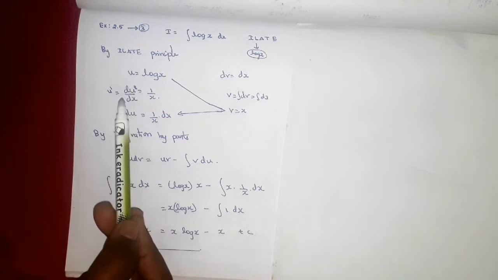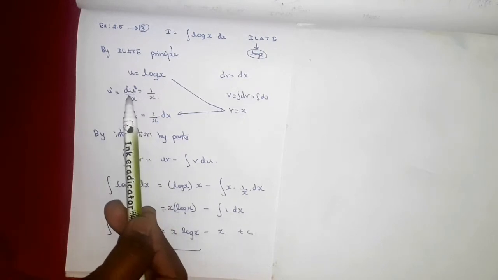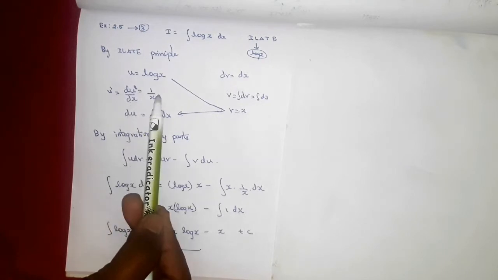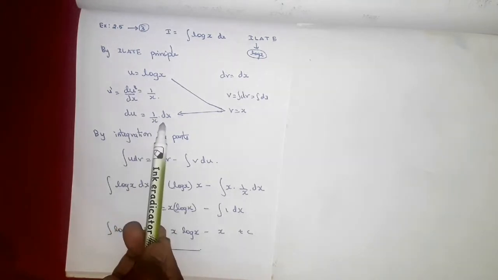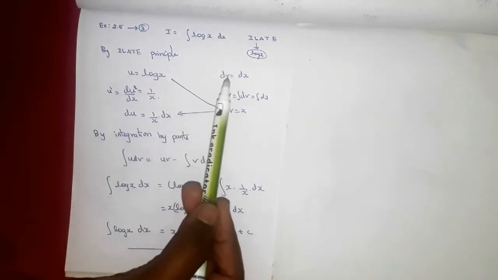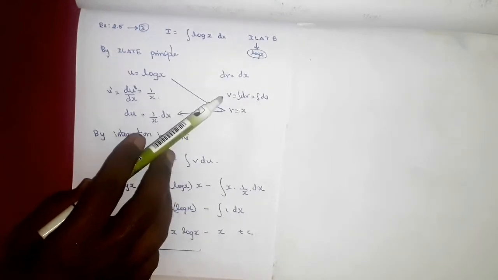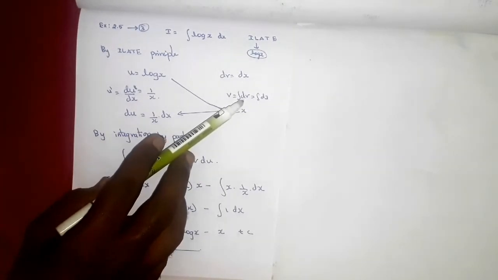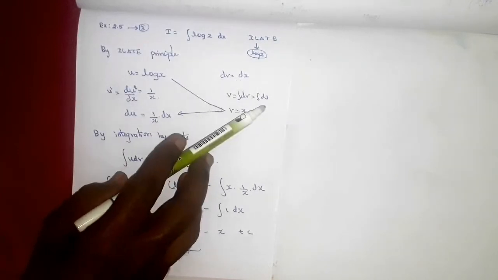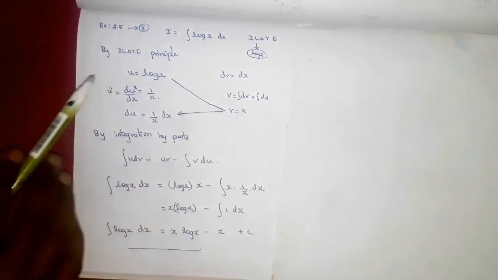So u, when you differentiate, you get du by dx. Like that, log x, when you differentiate, you get 1 by x. We need only du, so take dx to the other side. So you get 1 by x into dx. So this part is over. And on this side, dv equal to dx. We know very well, when you integrate dv, we get v. So v equal to integration of dv. What is dv? dx. When you integrate dx, you get x. So v equal to x. So all the values we got.